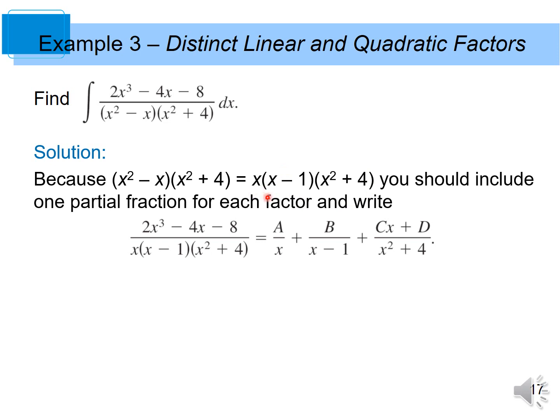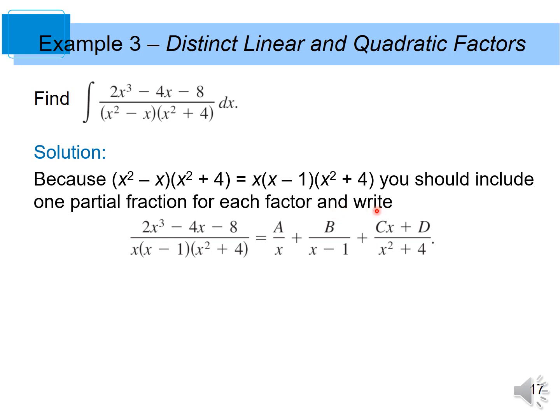Total, we have 3 factors. So the first factor is a linear factor, and the second also is a linear factor, and the third factor is a quadratic factor. But none of them is a repeated factor because the order is just 1. So you should include one partial fraction for each factor.